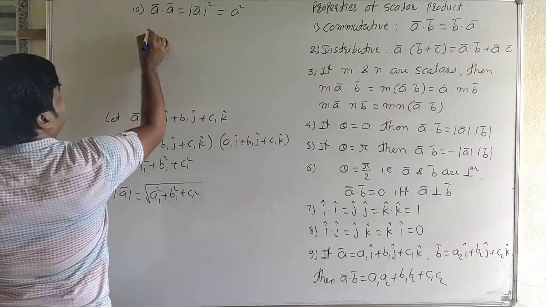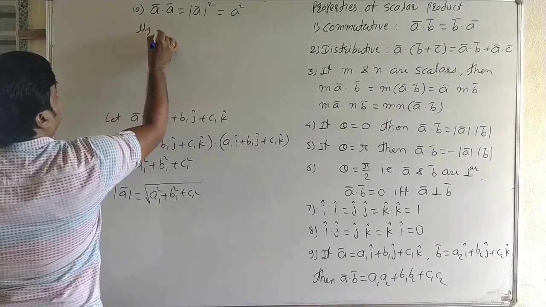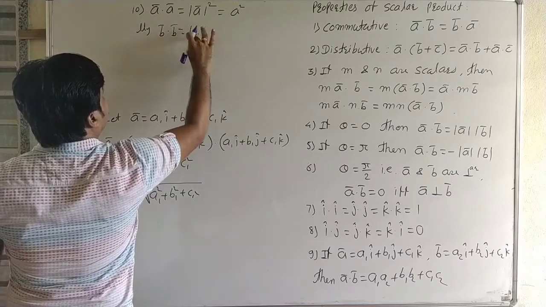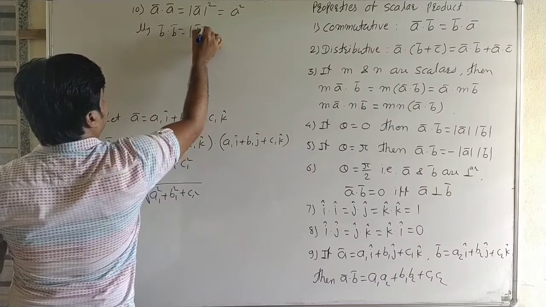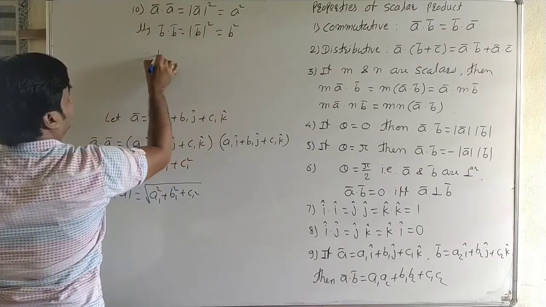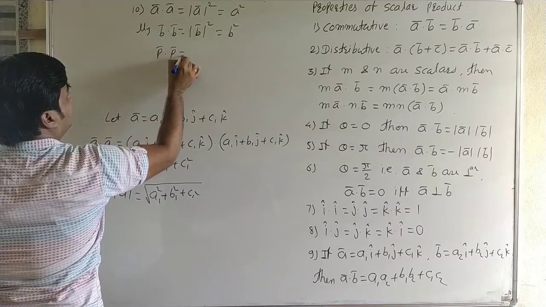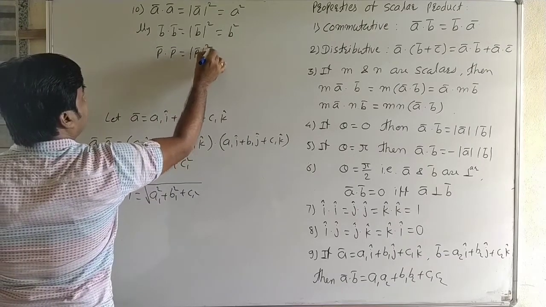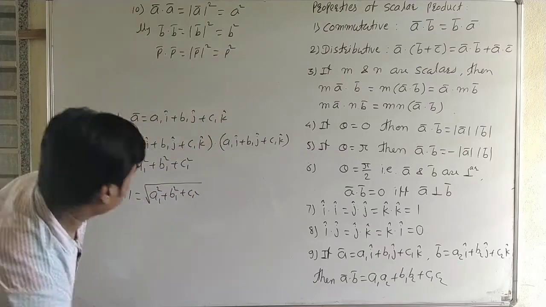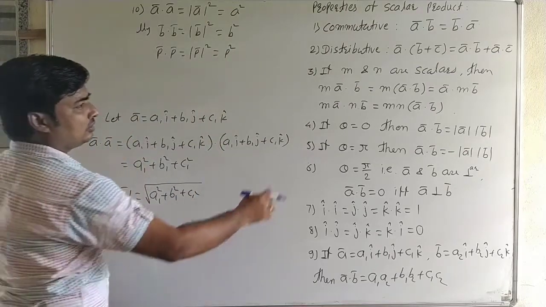Okay, similarly B bar dot B bar is the magnitude of B bar square, or simply B square. Or P bar dot P bar is equal to the magnitude of P bar square, or simply P square. Okay, this can be proved by using this result.